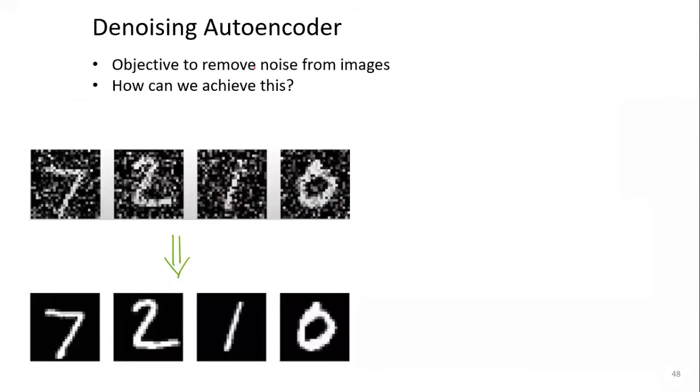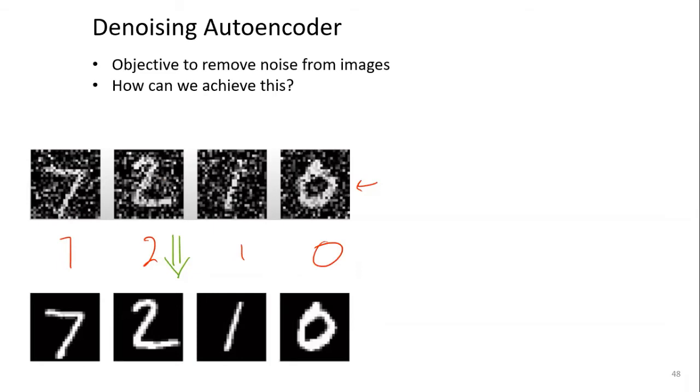Now, here's another example. This is what is referred to as a denoising autoencoder. The idea is that you have an image, and you're trying to figure out what these are. We know that we can look at it and say that this is supposed to be a 7, this is supposed to be a 2, this is a 1, and this is a 0. But how can you train it to be able to figure out these digits?